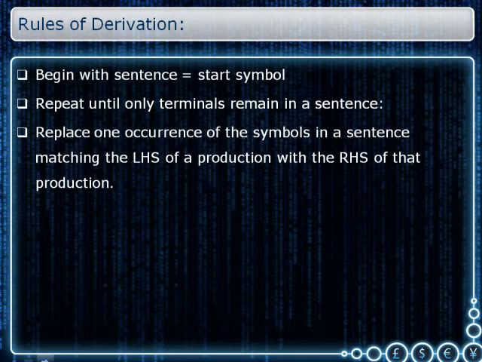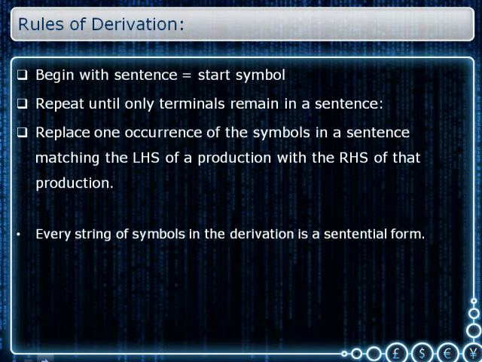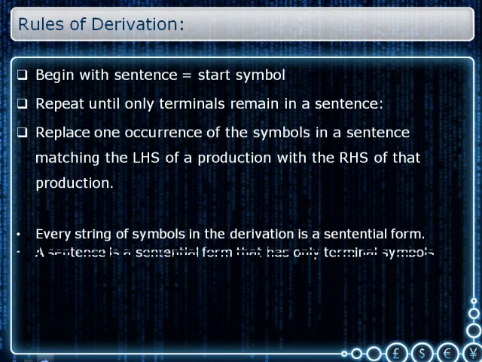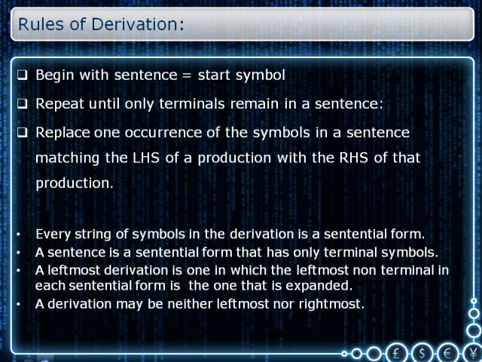But there may be many occurrences of a single production's left hand side in the sentence. This can sometimes cause problems. We will discuss it under ambiguity. There may be many possible matching productions for the left hand side in the sentence. This is not problematic. In general, an infinite number of legal sentences can be produced. Also, there are some preconditions. Every string of symbols in a derivation is a sentential form. A sentence is a sentential form that has only terminal symbols. A leftmost derivation is one in which the leftmost non-terminal in each sentential form is the one that is expanded. A derivation may be neither leftmost nor rightmost.